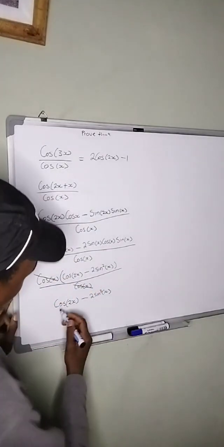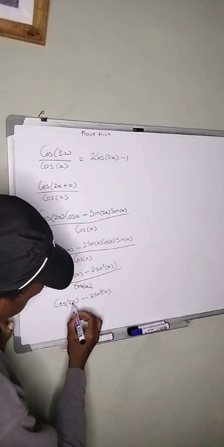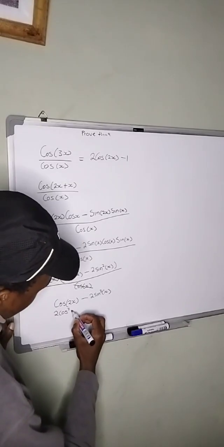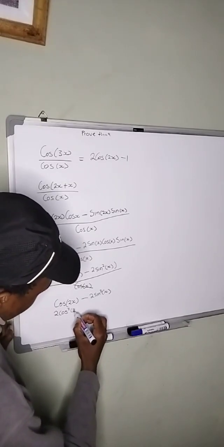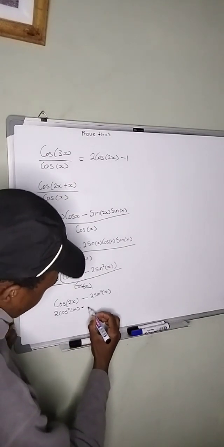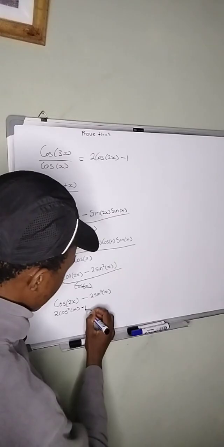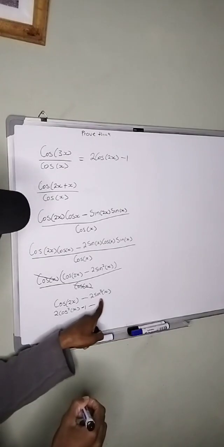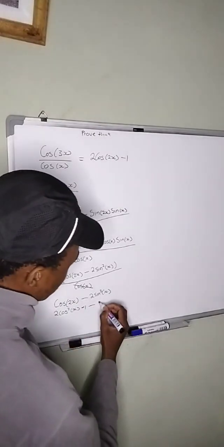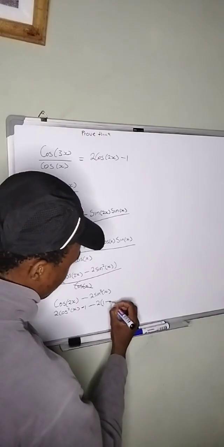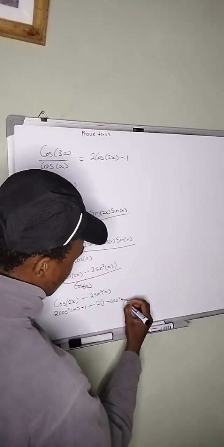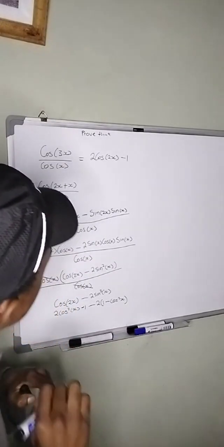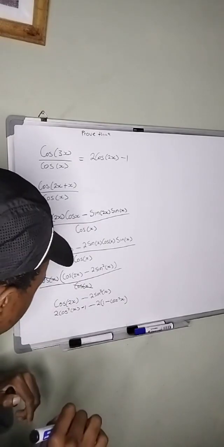Let's try and see what we are having. So we are going to have 2 cos squared x minus, I will have to change this 2 sine squared x to 2 times 1 minus cos squared x, so that everything is in terms of cos.